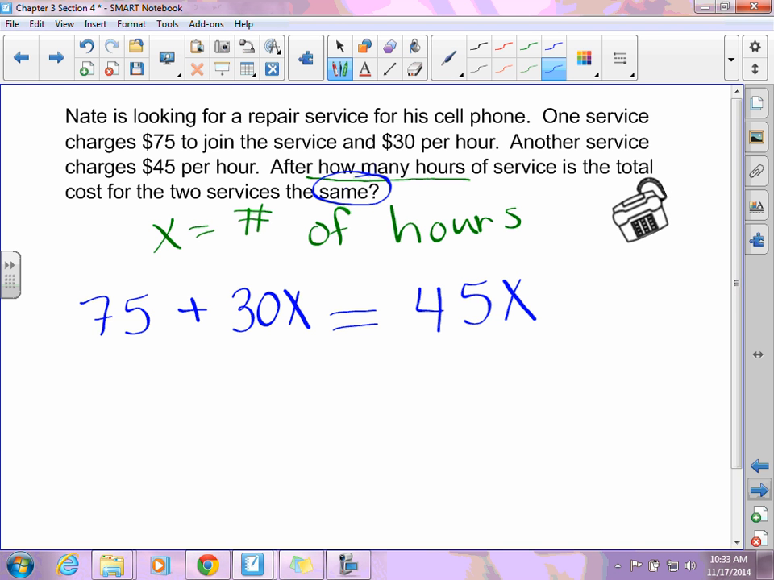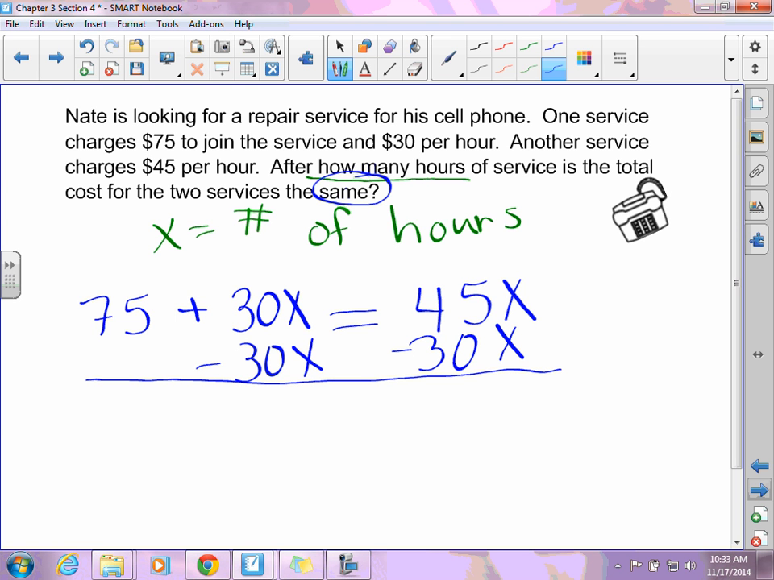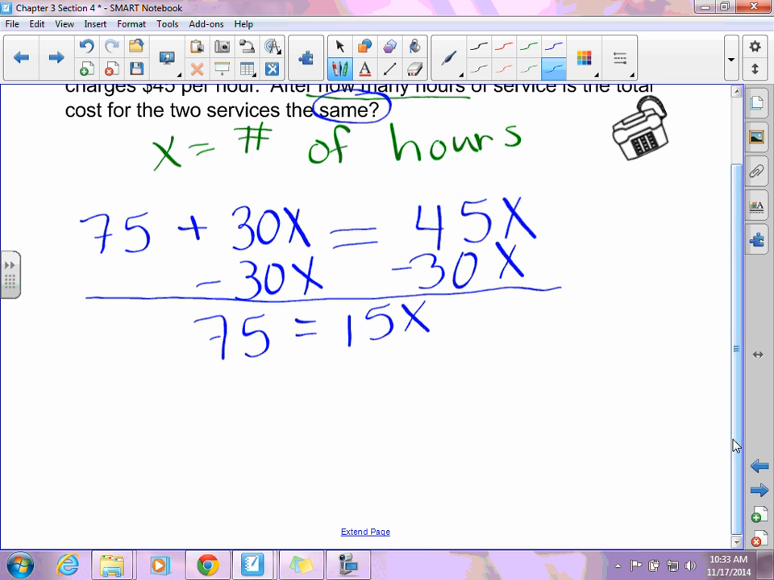So let's say I'm going to solve this equation now. How do I solve it? That's correct. I'm going to subtract 30x. Notice how we're using all our algebra skills. Now, a lot of you have been solving these just with a table or your guess and check. That's fine, but I also want you to use algebra. So 75 then equals 15x. And then what do I do? Divide by 15. That's correct because that's the number in front of x. So x gives me 5.